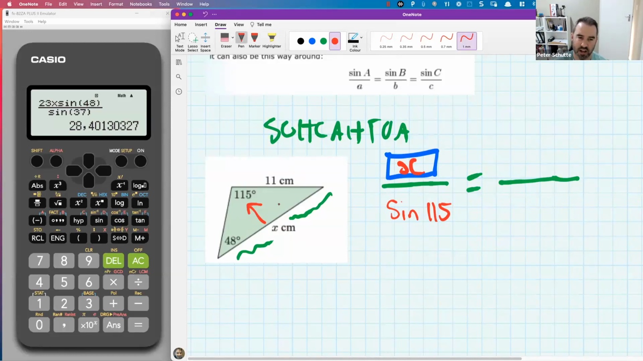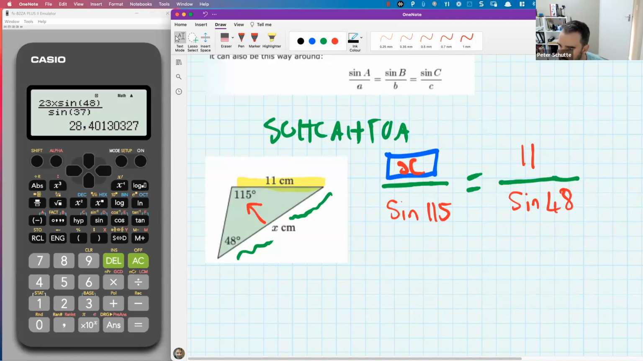So what other sides do we have? Feel like this 11, and remember, we're writing it with the sides on top. So 11, and then over here will be the sine of 48. Now, we're not done yet. We still have to do some working out.